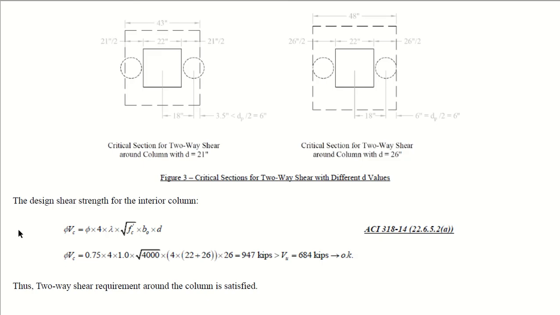So the design shear strength for the interior column, we are talking about the interior column, we are putting the values. You know all the values. Phi Vc is equal to 947, which is much greater than 684 kip. So, okay, thus the two-way shear requirement around the column is satisfied. Please note that you have not used the exterior column equation here.